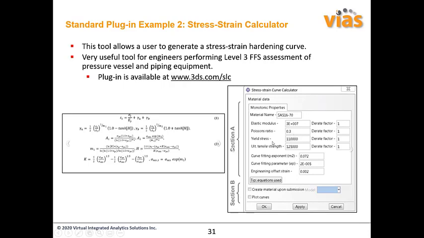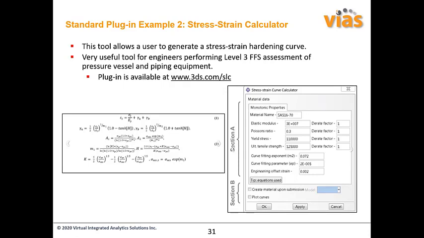All you need to do is to specify the elastic modulus, Poisson's ratio, derating factor, yield strength, and ultimate tensile strength, and it will compute all of those parameters for you. It will do the stress strain calculation for you, and it will generate the engineering and true stress strain curve, which will then generate a material model for you. So it's very, very useful.